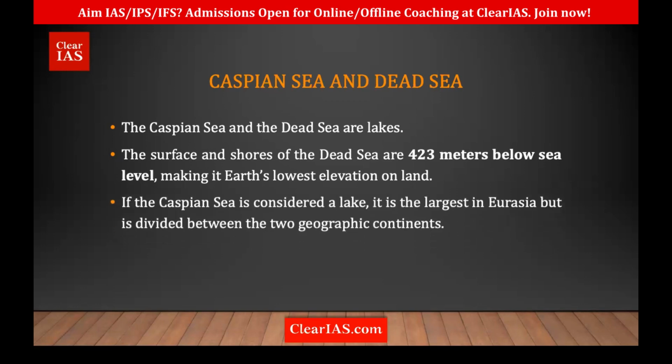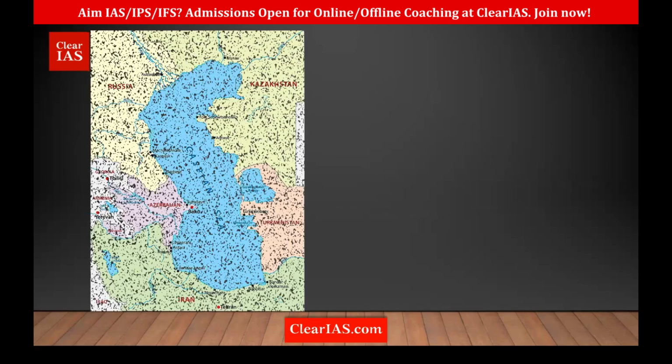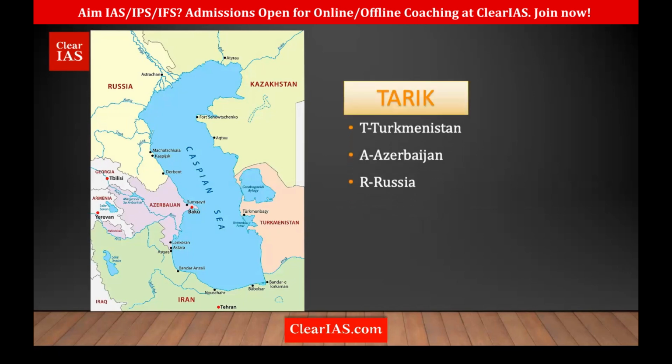Another thing is the Caspian Sea. It is between who? Here you have Europe, here you have Asia. So the Caspian is between these two continents. It is one of the largest lakes in Eurasia. I've just added the earlier notes regarding the Caspian Sea. Whenever we speak about it, you must remember the keyword: Tariq. So we have Turkmenistan, Azerbaijan, Russia, Iran, and Kazakhstan as the borders. You can see it around here. We discussed it in the last class.